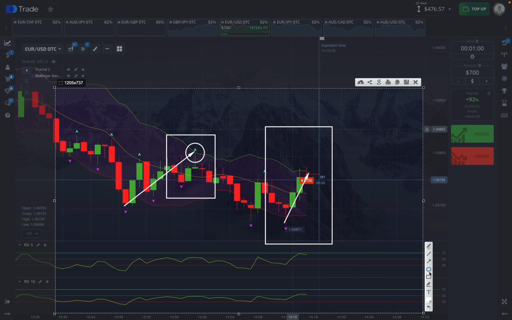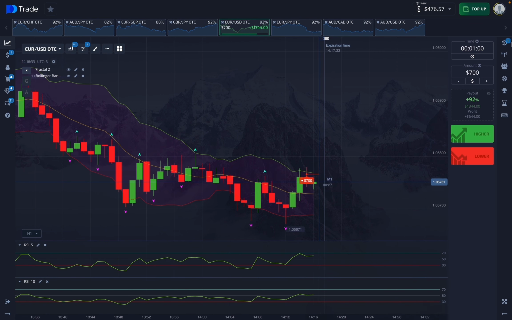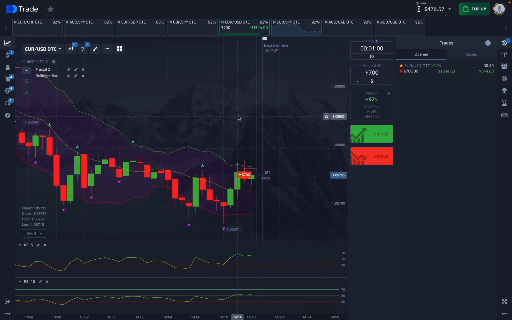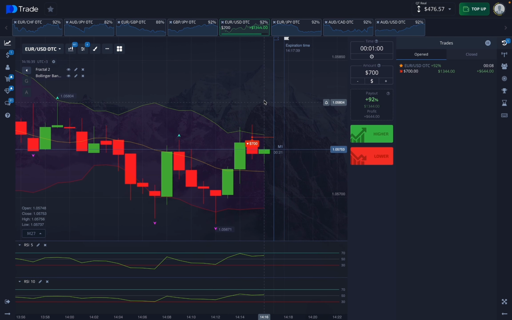We also look at the upper oscillator with a period of 5. It also shows us a touch of the upper moving area when bought, and goes down. Let's look at the result of our first deal, and our first deal closes in positive territory.